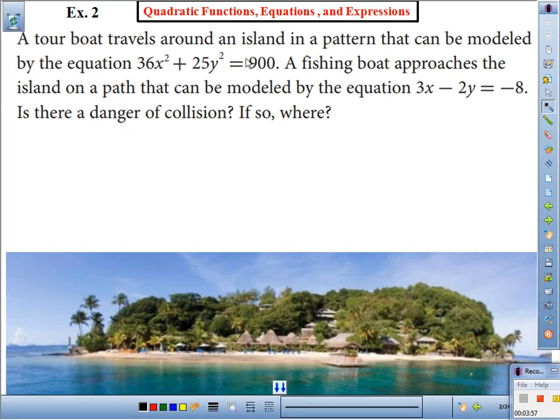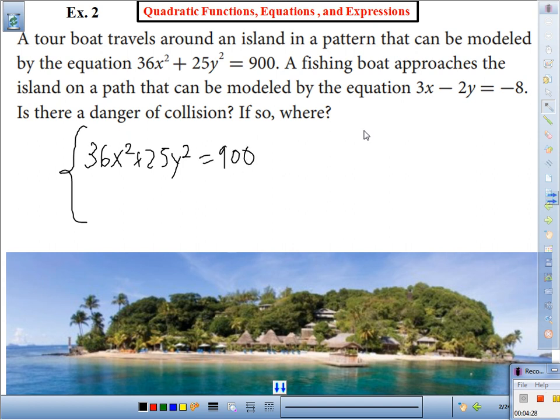It says, a tour boat travels around an island in a pattern that can be modeled by the equation 36x squared plus 25y squared equals 900, and a fish boat approaches the island in a path that can be modeled by the equation 3x minus 2y equals negative 8. First of all, what is your instinct to do with those two equations? Make it a system. That is correct. That's the first thing we should do. Don't copy this, I'm just going to show you the setup. This would be 36x squared plus 25y squared equals 900. The second one is 3x minus 2y equals negative 8.